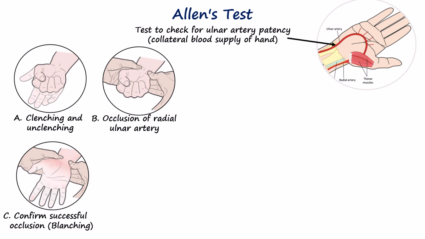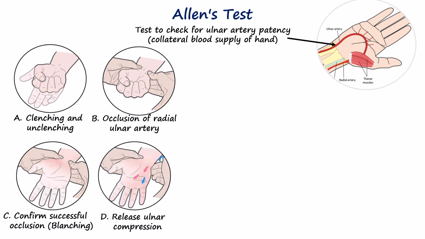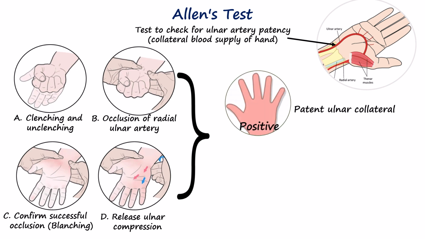While maintaining compression of the radial artery, release pressure on the ulnar artery and observe the return of color to the hand. If the hand quickly turns pink within 5 to 15 seconds after releasing the ulnar artery, the Allen's test is positive, indicating sufficient collateral blood flow through the ulnar artery.